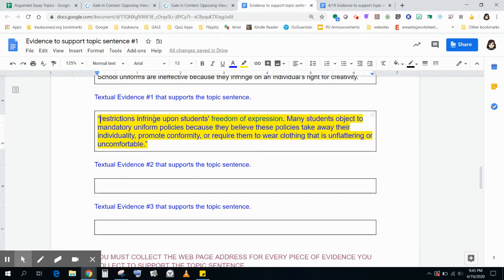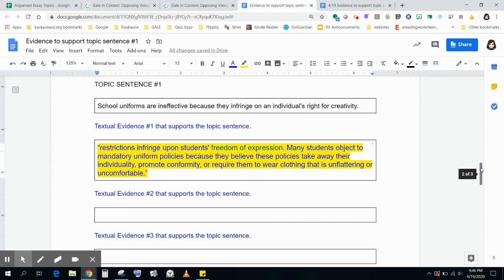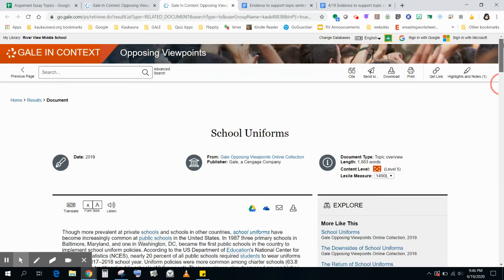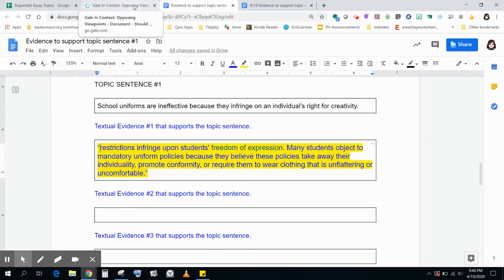I have a direct quote that proves they're ineffective because many students object to mandatory uniform policies because they believe these policies take away their individuality, promote conformity, or require them to wear clothing that is unflattering or uncomfortable. And that does support the topic. It infringes on an individual's right for creativity. So that was my article titled School Uniforms. Now I need to find textual evidence number 2 that supports my topic.